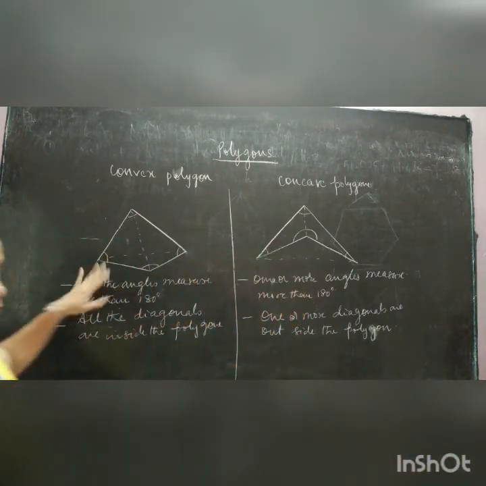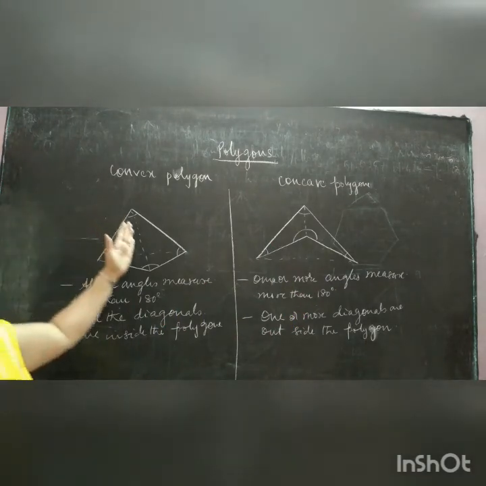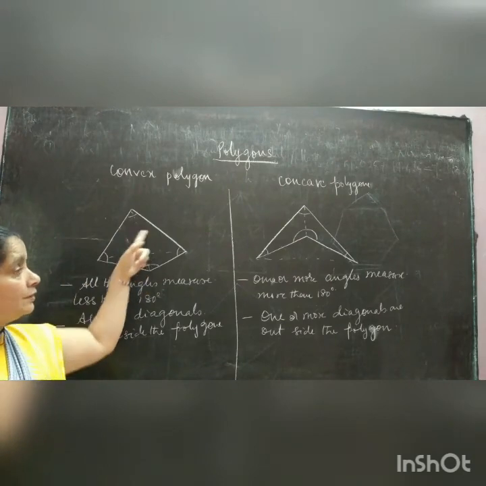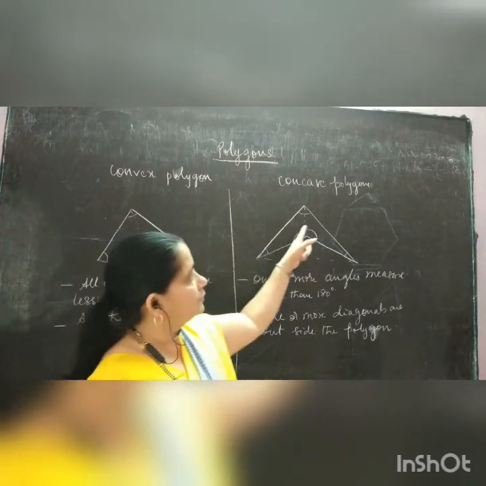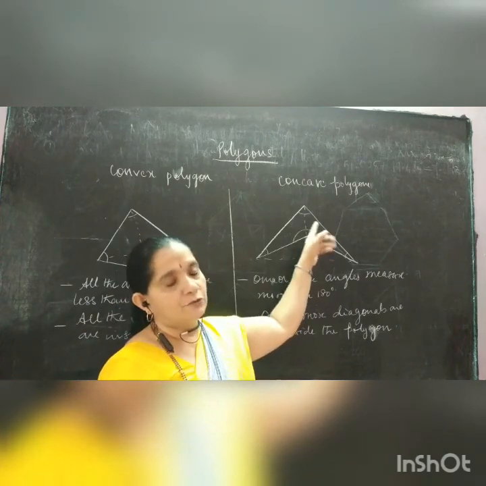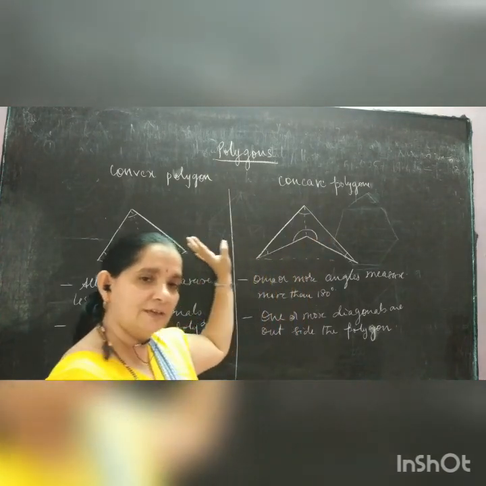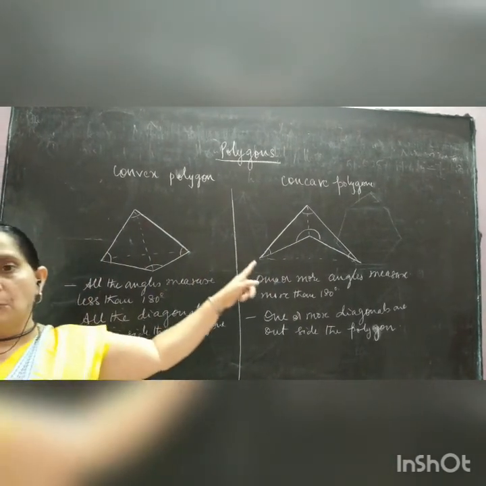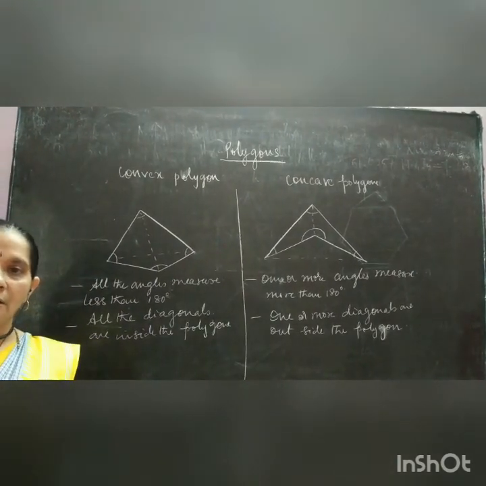Of course, these are the two main differences. Afterwards, you can tell. See, diagonal divides this into 4 triangles. Here you can see only 2 triangles. So, this and this. So, find out other differences and list out. Okay. So, these are the 2 main differences between convex polygon and concave polygon.